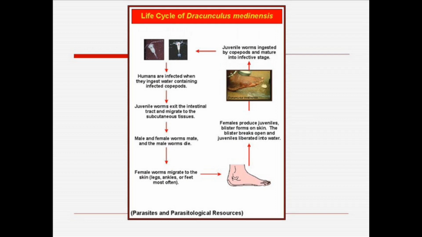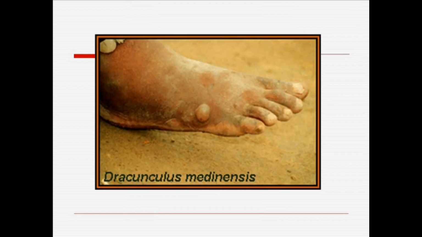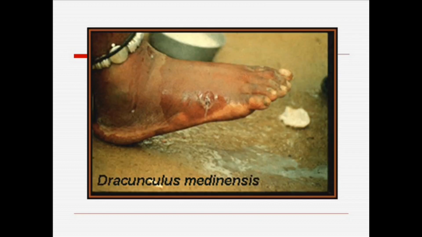Following ingestion, the copepods die and release the larvae, which penetrate the host stomach and intestinal wall and enter the abdominal cavity and retroperitoneal space. After maturation into adults and copulation, the male worms die and the females migrate in the subcutaneous tissue towards the skin surface. Approximately 1 year after infection, the female worm induces a blister on the skin, generally on the distal lower extremity, which ruptures.